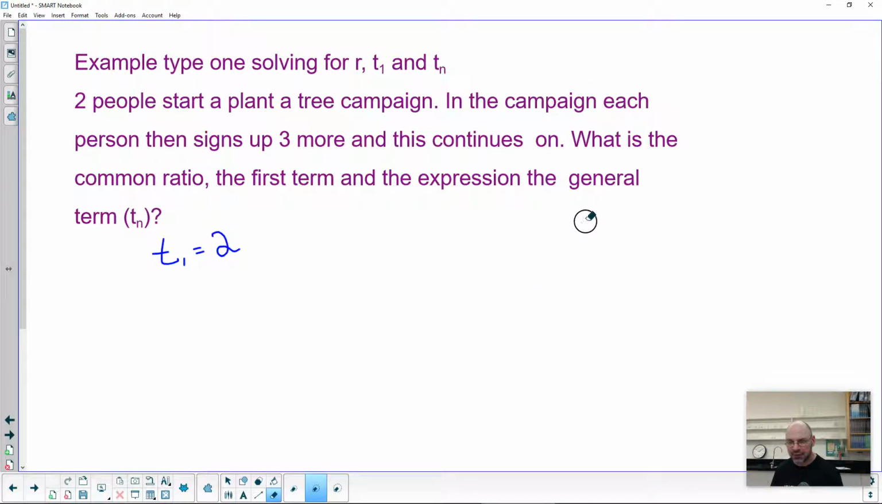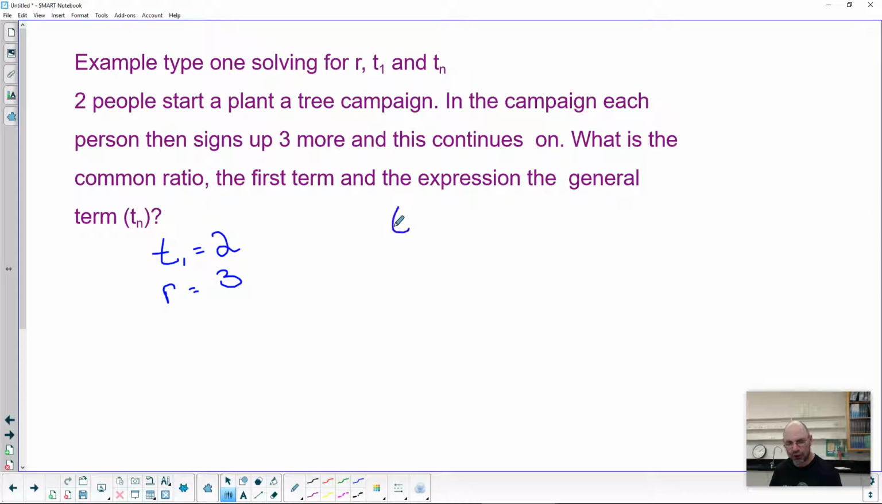So we can say that the common ratio, what we're multiplying by, is going from one person to 3, or 2 people to 6 in this case, because one person will get 3 and the other person will get 3. So we know that our common ratio is 3. So we've answered what is the common ratio, what is the first term, and the expression for the general term.